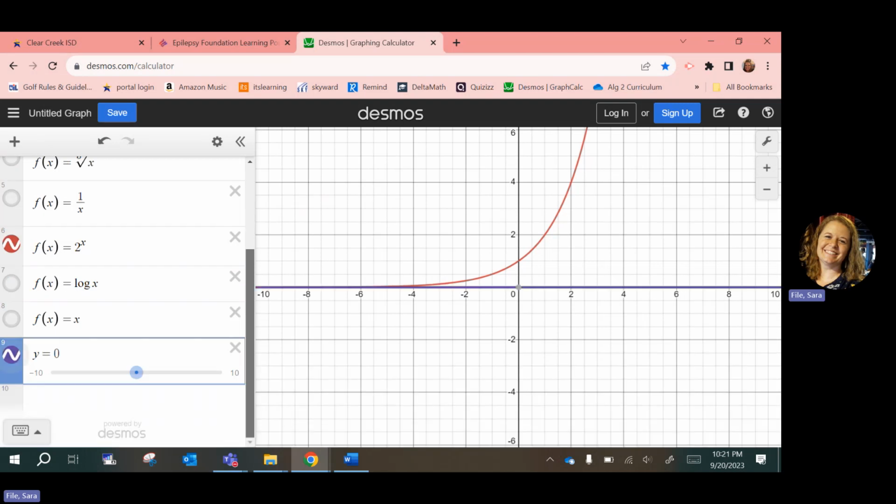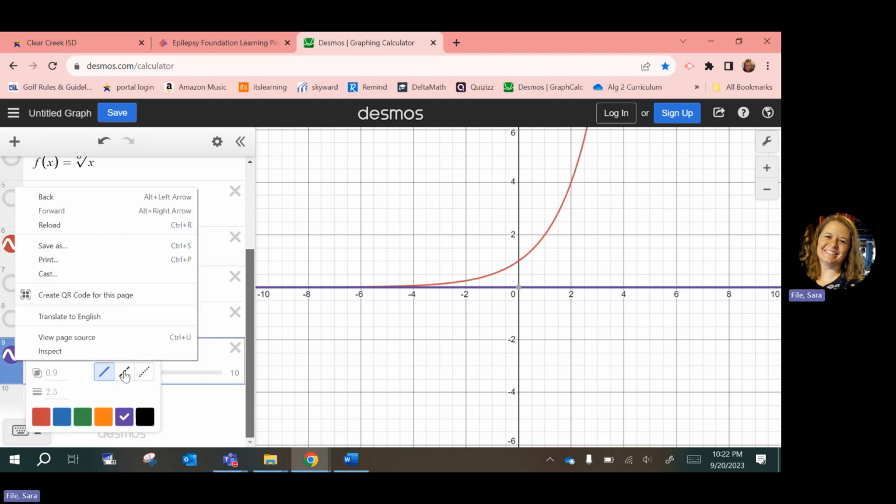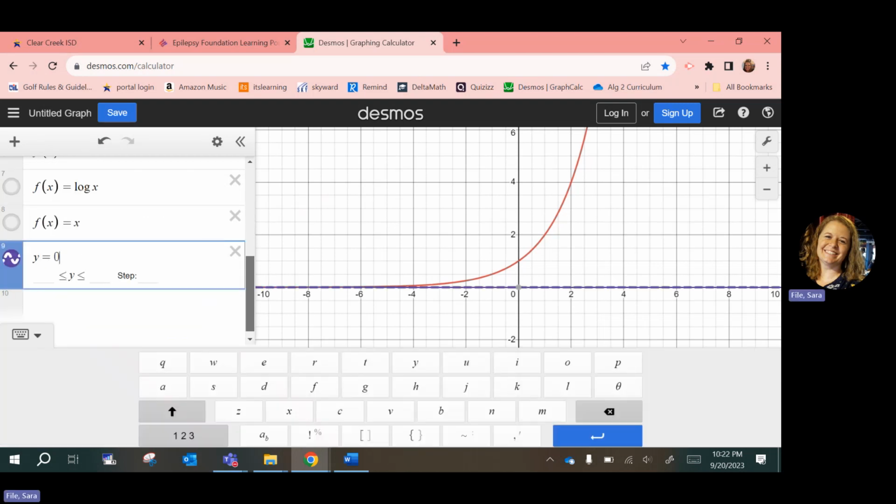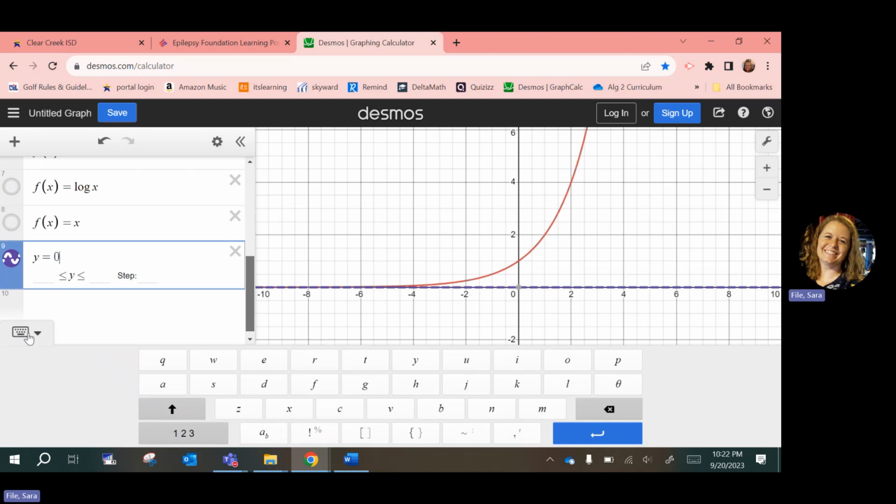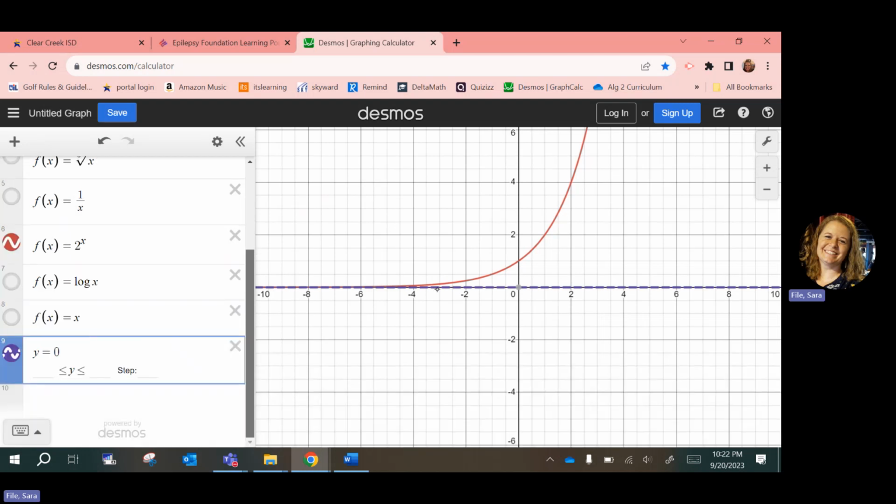And if you hold that circle down, you get the option to change the color of the line. Well, it's not working with my stylus. Oh, there it goes. Or make it a dotted line. Okay, so you can see here now, that is the horizontal line. That's the asymptote. It is y equals 0.